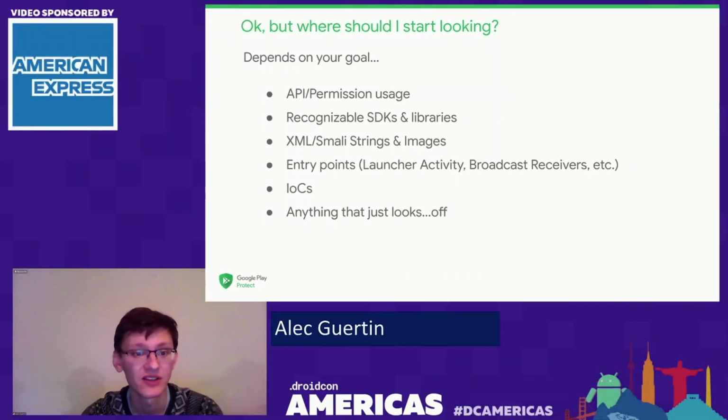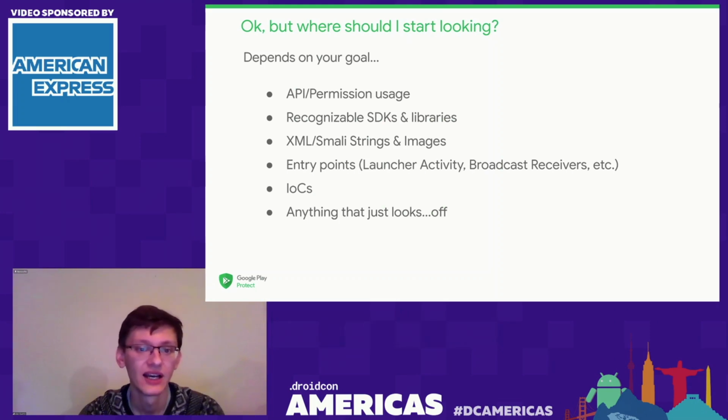Another way you could go is to look at strings that are defined in the XML resource files, or the Smali strings, the strings defined in the code, and even images. They can give you a better sense of the purpose of the app, and what kind of things the user is going to be presented with. For example, when I'm looking at something and I don't know what the app is for, I might find terms of service listed in the XML strings, or I might find images that suggest, oh, this is a game.